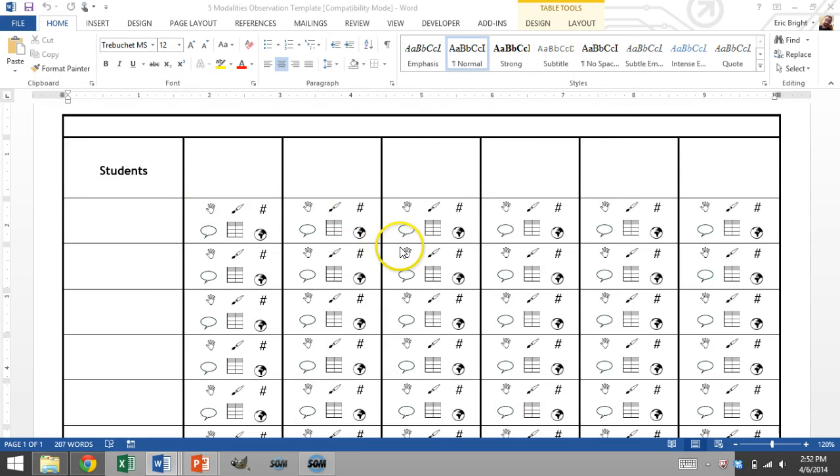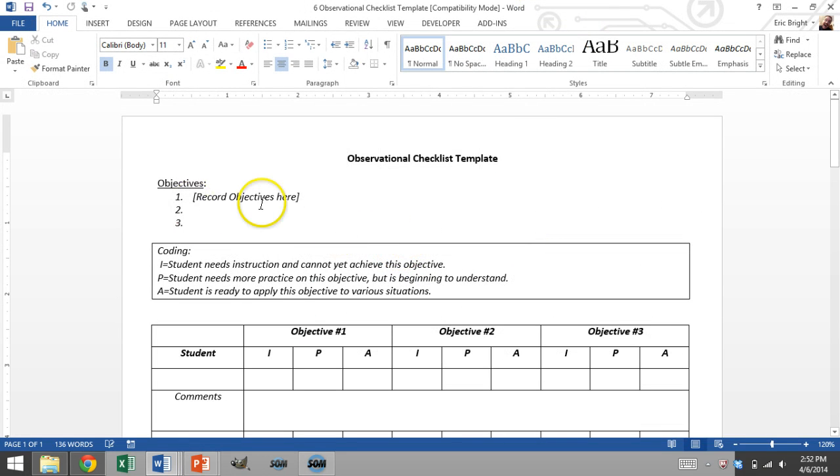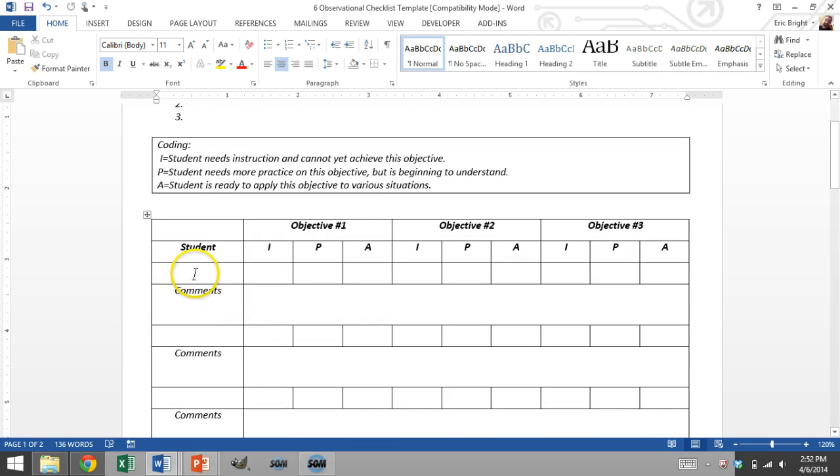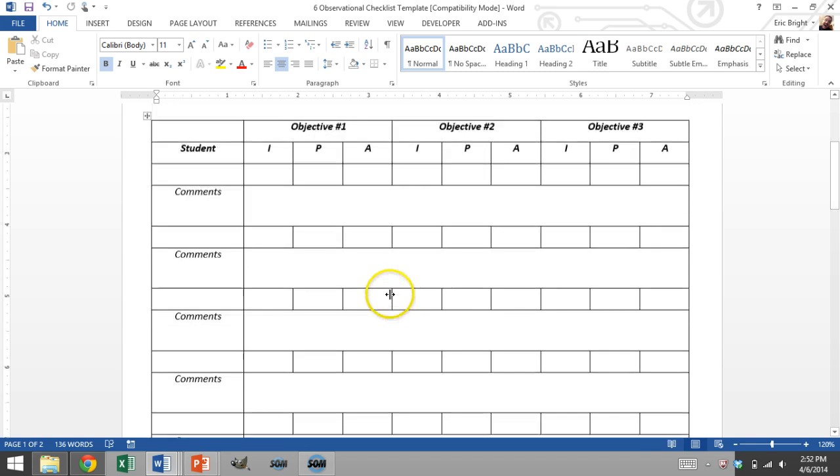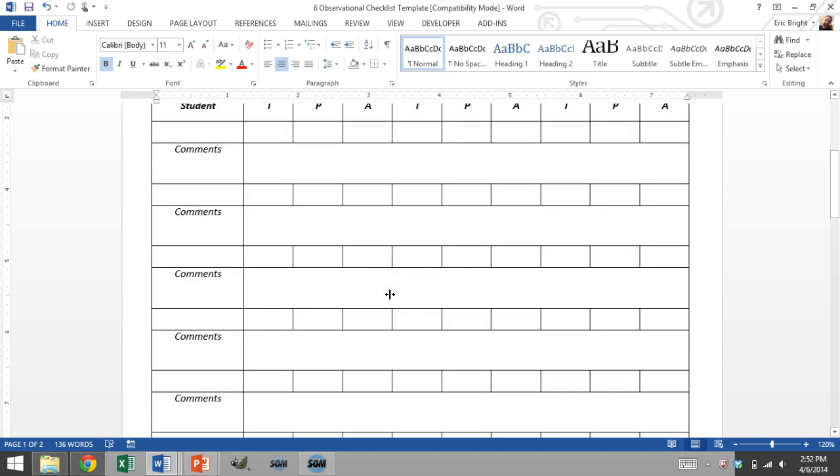Another thing that you've already seen here is the observational checklist. You just record your objectives here. What is it? Do they need instruction? Do they need just more practice but are starting to get it, or are they ready to apply it? Where are they at? And again, you can write students' names and individual comments for them. So this is a way to get some more qualitative feedback as you're walking around the room and monitoring how students are doing.